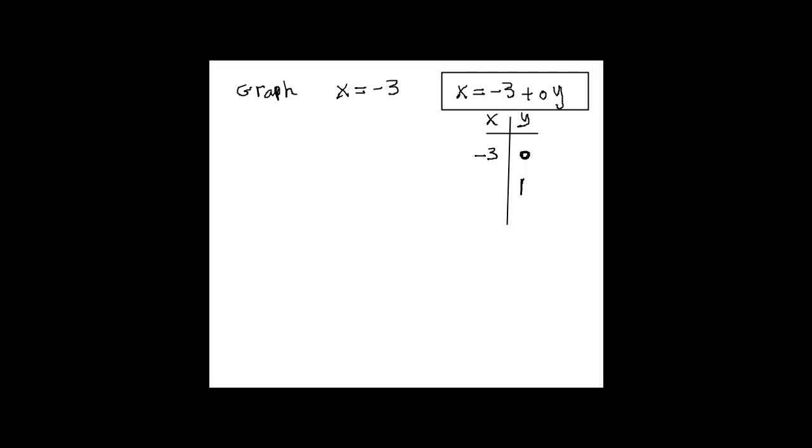-3. Very good. You see that because the coefficient of whatever number I assume for y, when I multiply by 0, the result would be 0. 0 plus -3 would be -3.